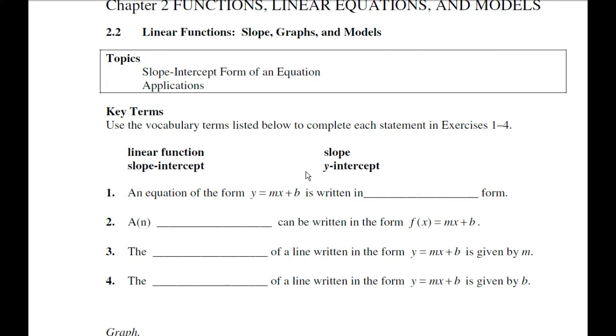Okay, going on to topic 2, linear functions. We're going to be dealing with slope, graphs, and models. To start us off, we're going to take a look at the slope-intercept form of an equation and then some word problems toward the end. But let's look at 1 through 4, which are key terms. We mentioned these in class, and we'll pause while we fill them out.